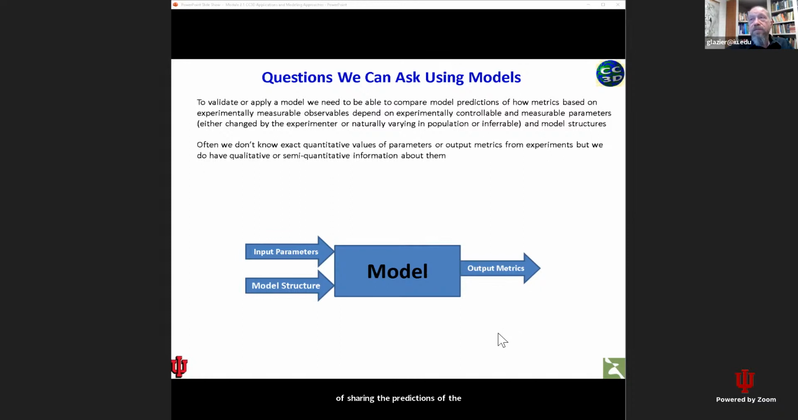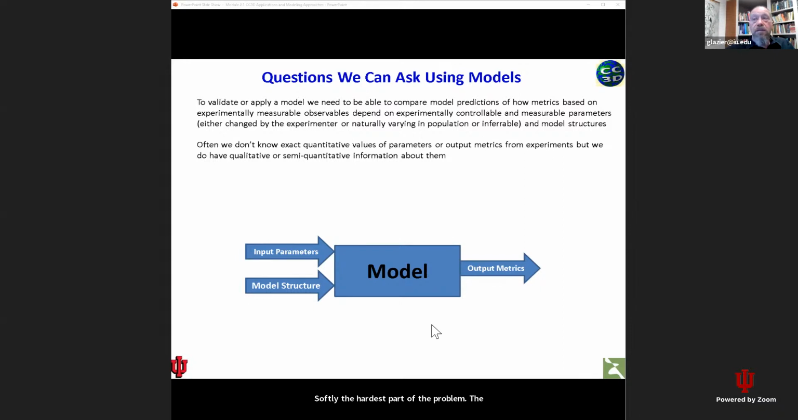That means that we have to define a set of output metrics that we're going to use to ask the question, does the model in fact agree with the world or not? In biology, actually defining what those output metrics are is rather difficult. It's often the hardest part of the problem.